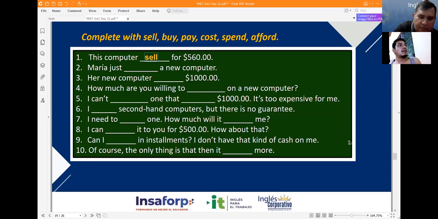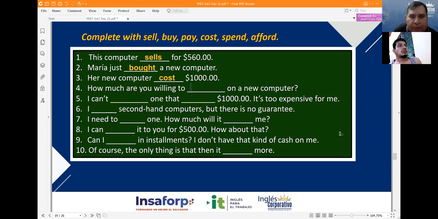This computer sells for $560. Okay, what about number two? Maria just bought, past tense, bought, a new computer. Her new computer, what? Cost, right? Because it's past tense, no S, cost.